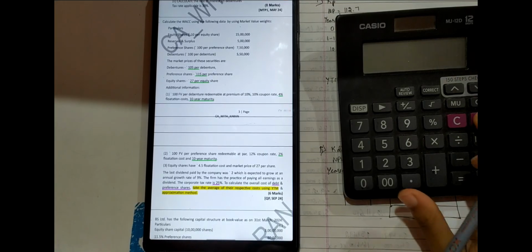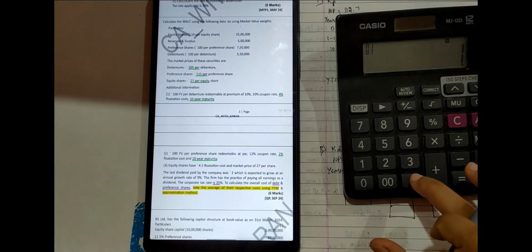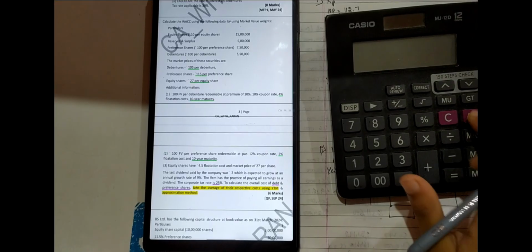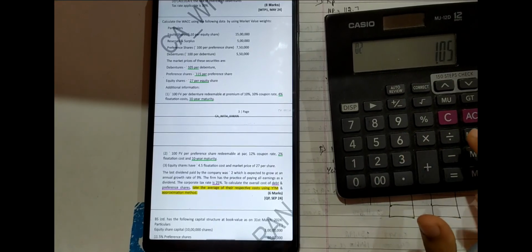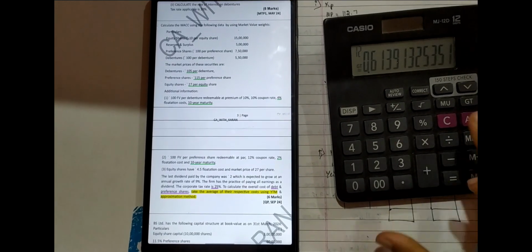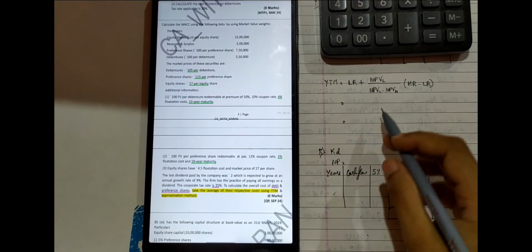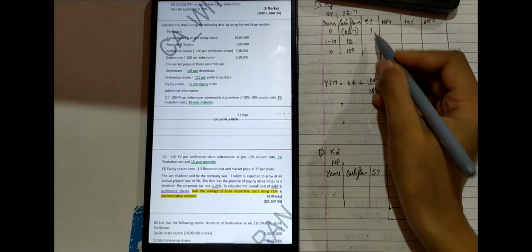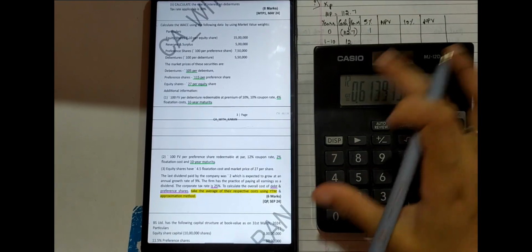So what's the value in the 10th year? It is 1 divided by 1.05. Yeah, it is this itself. So in the 10th year the discounting factor is 0.6139. And what is the total of all these 10 years?